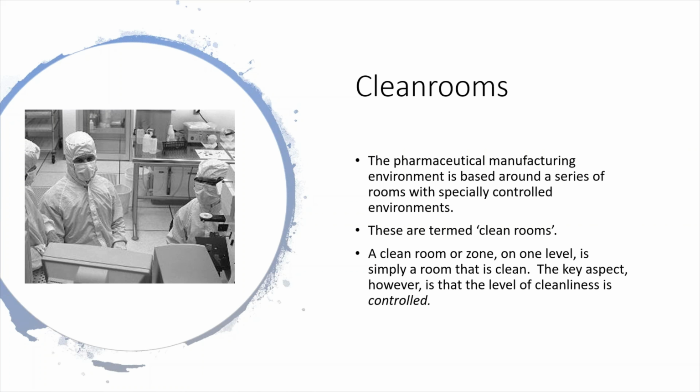And a clean room or a clean zone on one level is simply a room that is clean. However, a key aspect is that the level of cleanliness is controlled. And key to control is air. And this is achieved through filtering it, through high efficiency particulate air filters, ensuring that room air is replaced with clean air, ensuring that air moves in the desired direction, and with having cleaner areas at a higher pressure to less clean areas.